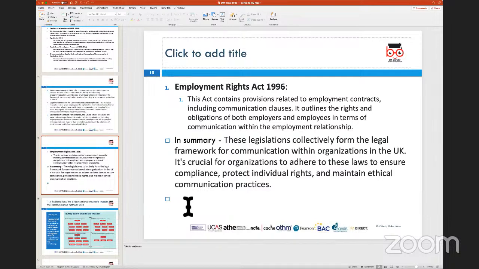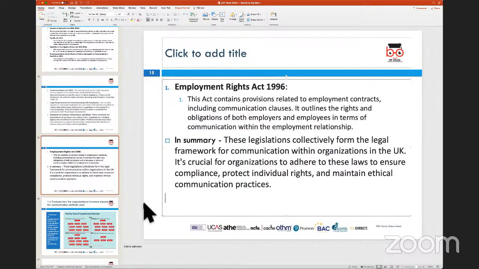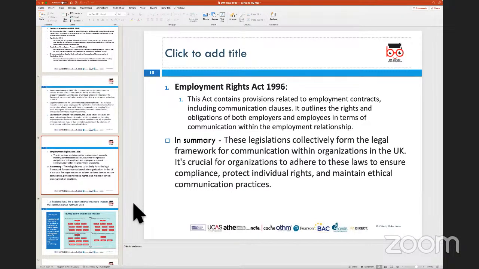Is that okay? So legislations in general are required to be followed by organizations in the UK, because it helps them adhere to the laws which have been set for compliance, and that would help protect individual rights and also maintain ethical communication practices within the organization. Is that okay?